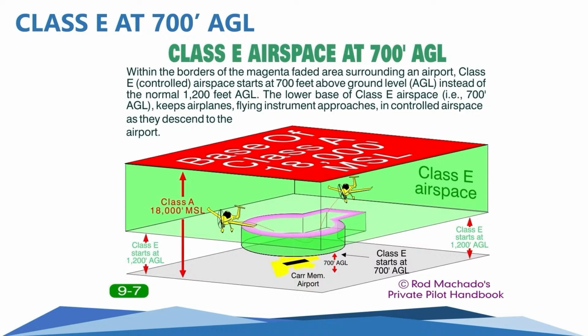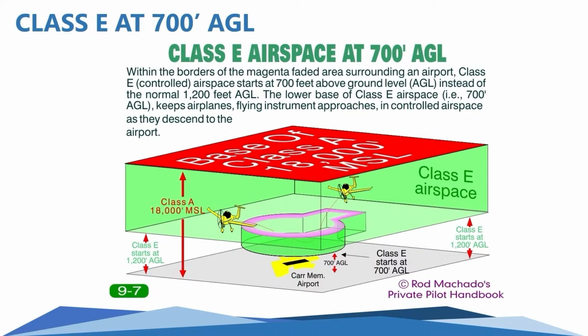All right, so the first one we're going to talk about is Class Echo that starts at 700 feet. Anytime that you see these, they kind of look like keyholes. In this example here, we can identify if it's going to start at 700 feet due to the magenta shade. And really what it's doing is it's protecting the aircraft as a transition area, if you want to call it that. It's really used for instrument approaches and those types of things.